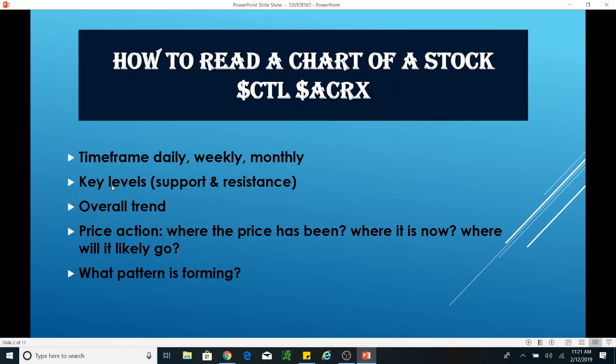You want to look for the key levels. Where are the resistance and the support? Then you look for the overall trend. What's the stock doing overall? Is it down trending? Is it up trending? You want to see that. How choppy is the stock? Then you go to the price action: where the price has been, where the price is now, where will it likely go?